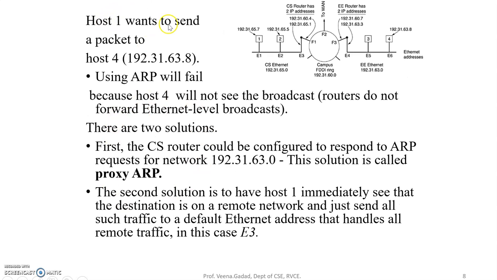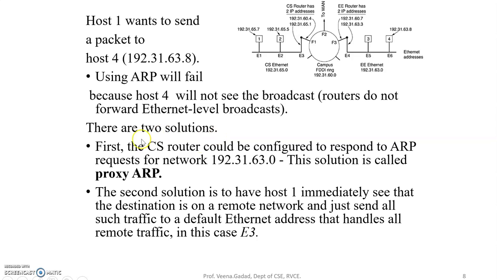Now host 1 wants to send a packet to host 4. So you have your host 1 over here and you have your host 4 on a different network. Using ARP will fail because host 4 will not be able to receive the broadcast, right? You have to remember one thing, whenever broadcasting is done, it is done only within the network. You basically cannot broadcast the packets onto a different network, right?